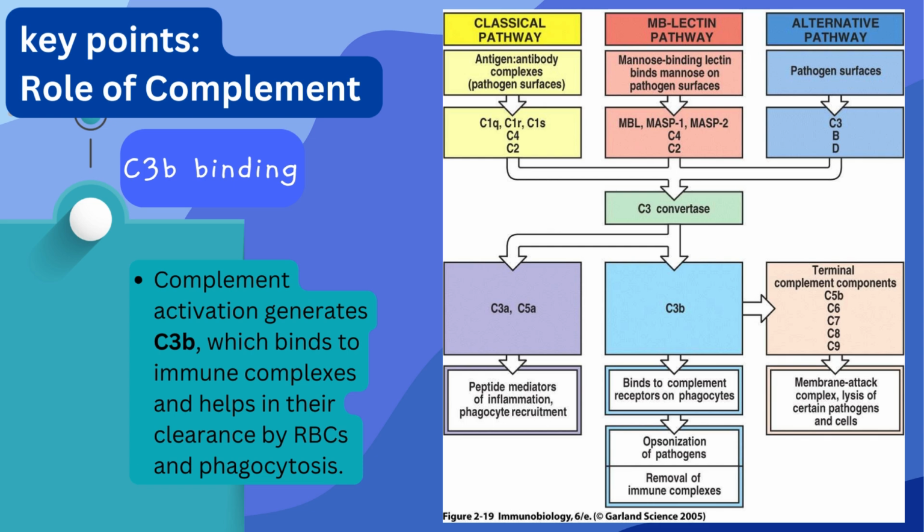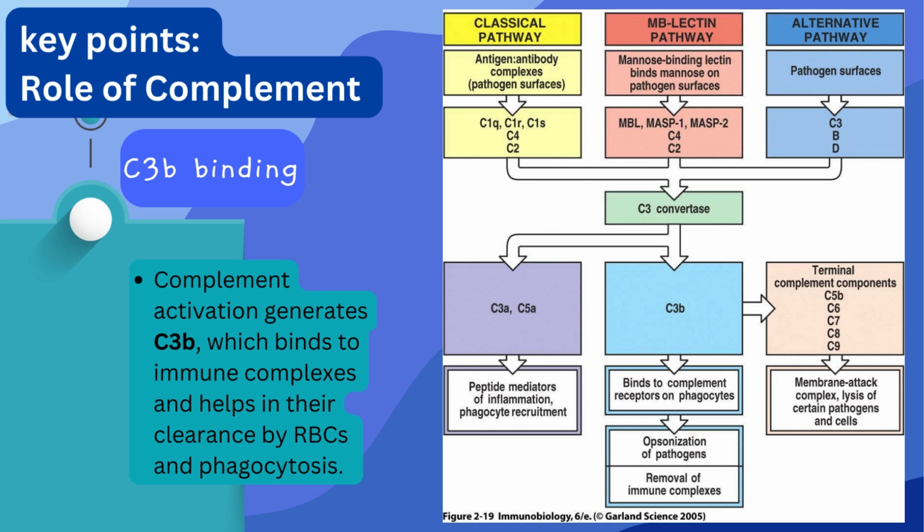And guys, key points for the role of complement, especially the C3 binding. So the complement is composed of the classical, the lectin, and the alternative pathways. It is a crucial part of the innate immune response, and it consists of a series of proteins that work together to defend the body against pathogens.